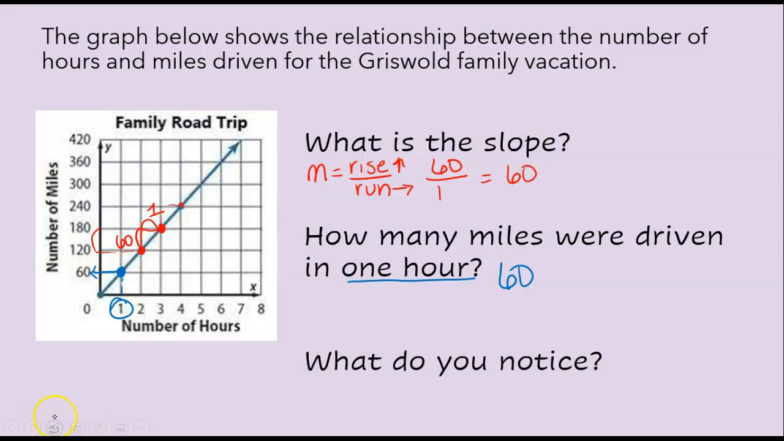Again, what do you notice? They're driving at 60 miles per hour. They are the same. It's 60 miles per hour. My slope, remember, slope is a constant rate of change. So it's a straight line, so I'm driving the same speed, and it's 60 miles an hour every time. So my slope is 60, the same as my unit rate, the same as my rate of change.